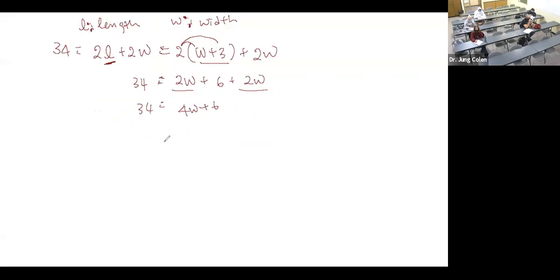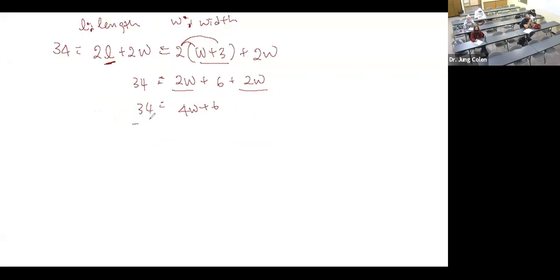So this is 2 times W plus 3, you can distribute 2 to each of the terms. 2 times W is 2W. 2 times 3 is 6 plus 2W. So 2W plus 2W, 4W plus 6 is 34. On the left hand side, I always have 34, right? So now what do I do?